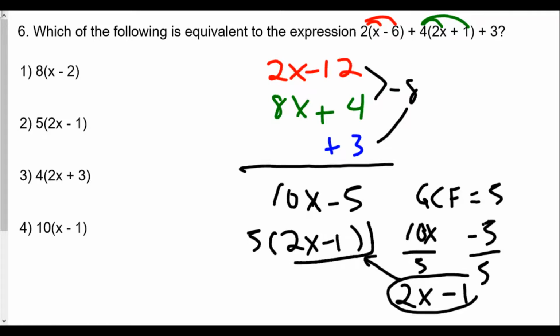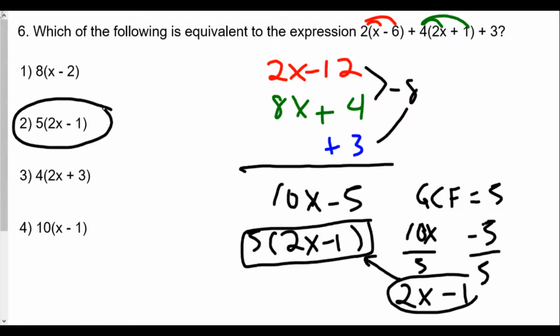And therefore, this is the fully factored form of this expression combined, which would be, in this case, choice 2. Now, we could have multiplied everything out. That would be totally fine as well. But one of the things is we have other tools at our disposal.